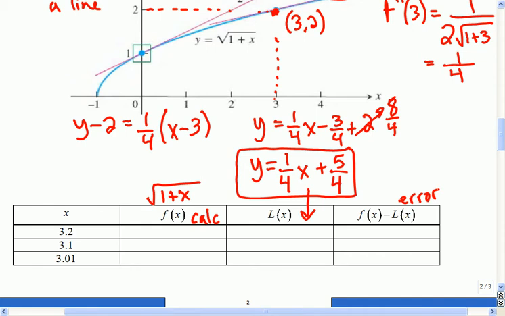Okay, so I've set it up in my table. So I use y1, y2, and y3. And I got the TI-83 to do the table for me. So let's just take a look and compare about how practical this would be. So these are the answers I get for the actual values.